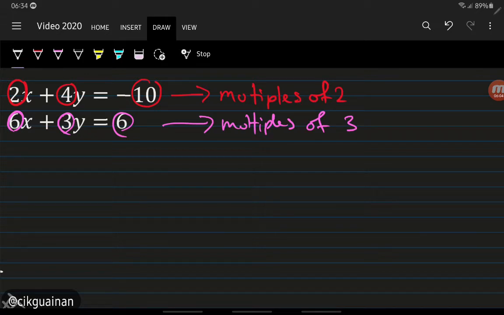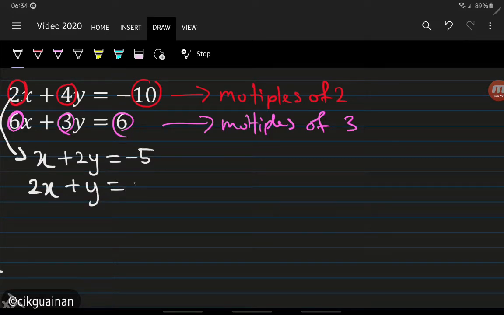We are going to simplify the first one. The first one will become 2x divided by 2 is x, plus 4y divided by 2 is 2y, equals minus 10 divided by 2 is minus 5. Now for the second one: 6x divided by 3 is 2x, 3y divided by 3 is y, 6 divided by 3 is 2. You see? Way more simplified than the original question.